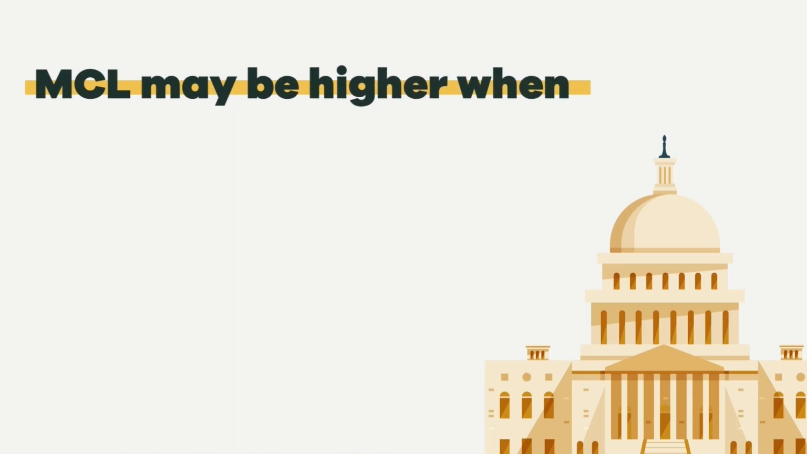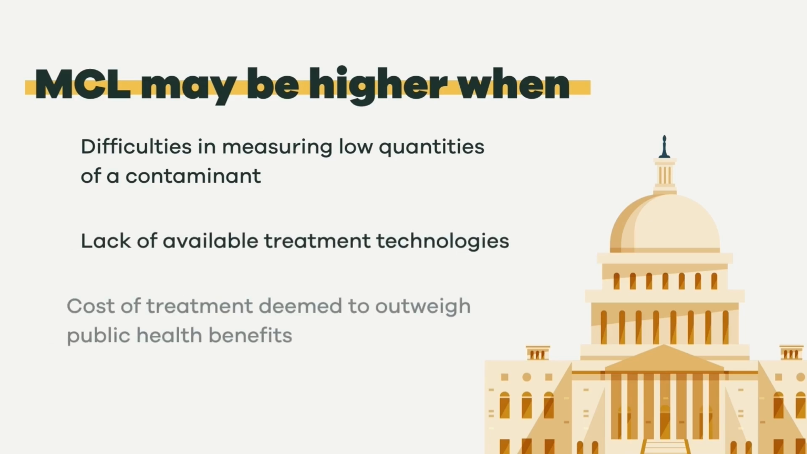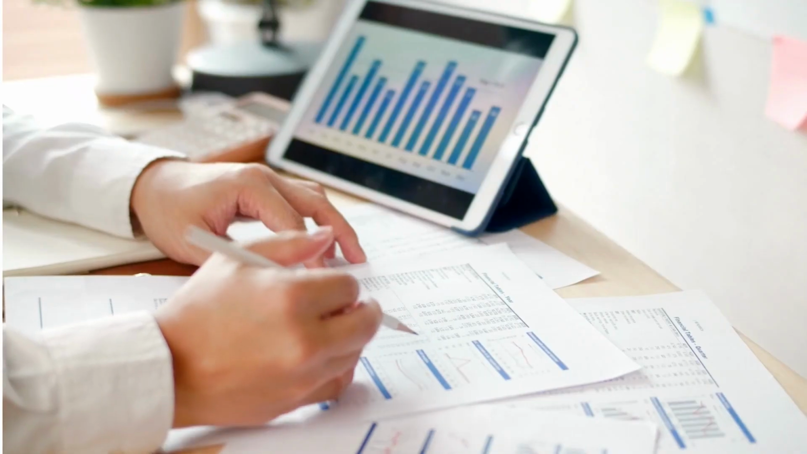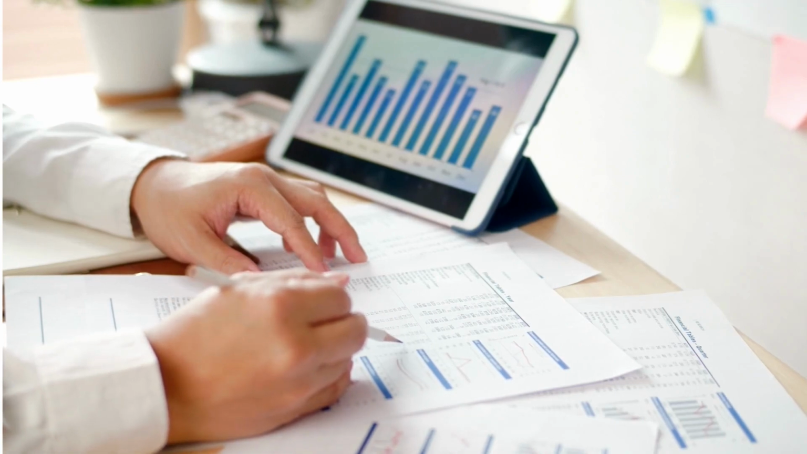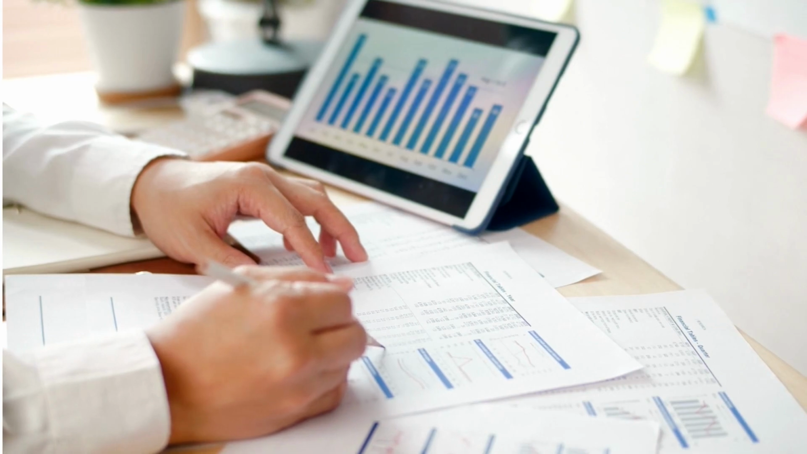That may happen for one of these reasons: difficulties in measuring low quantities of the contaminant, lack of available treatment technologies, and the cost of treatment deemed to outweigh the public health benefit. In short, when establishing MCLs, the EPA must strike a balance between health goals and economic feasibility.